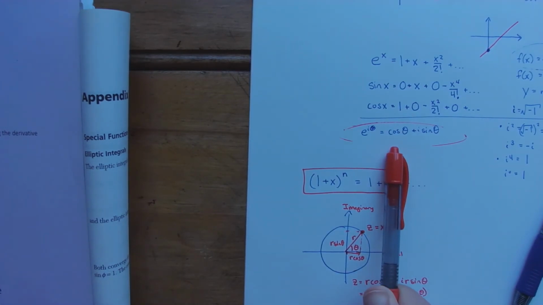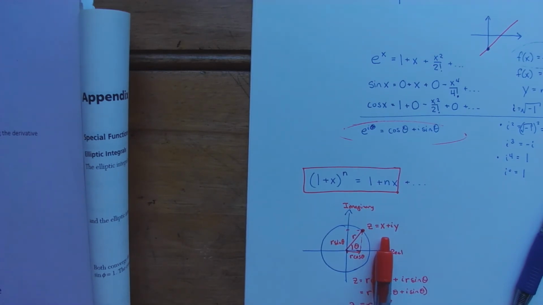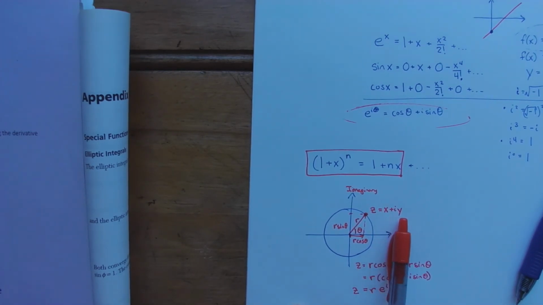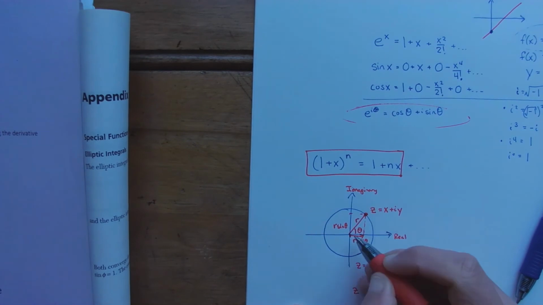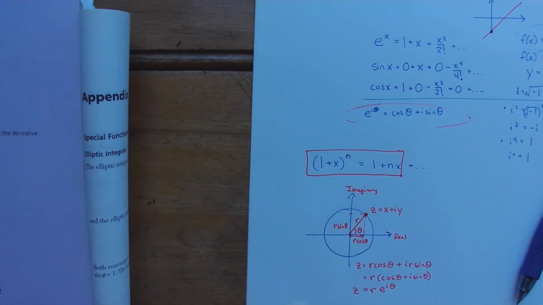But we said up here cosine theta plus i sine theta is equal to e to the i theta, so this is r times e to the i theta. So your complex number could be written like this, z is equal to x plus iy, or you can write it as r times e to the i theta, where r is the radius of the circle that you have here, and theta is the angle that you have here.